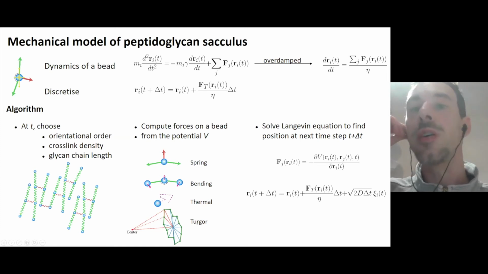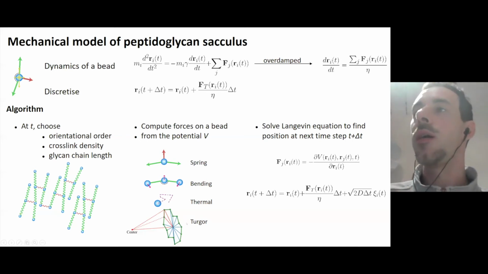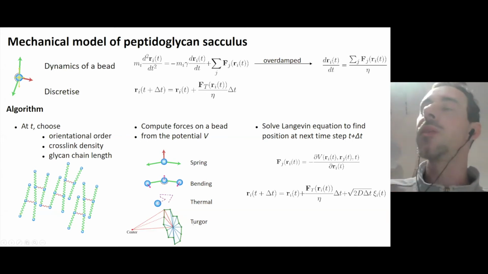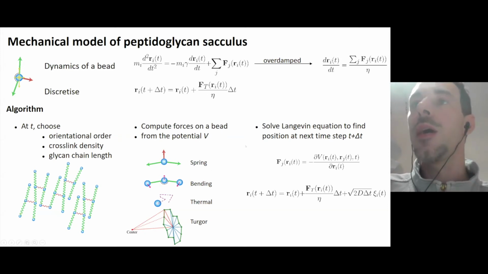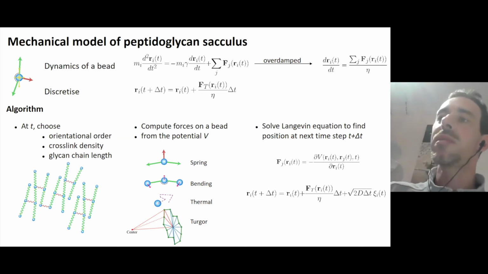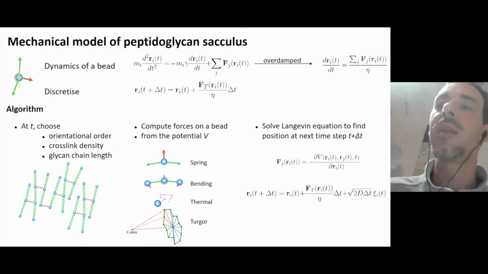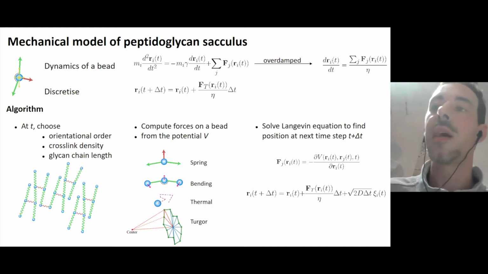And also the turgor pressure, because there is a difference of pressure between the inner part of the cell and the outer part of the cell, and the PG cycle is the one that sustains this pressure, so that the cell does not lyse. And so, as I told you, we discretize the system, and for each time step we calculate the forces that are acting on each bead and the position of a bead at the time step after. So we can loop over this chain and obtain the dynamics of the beads over time.